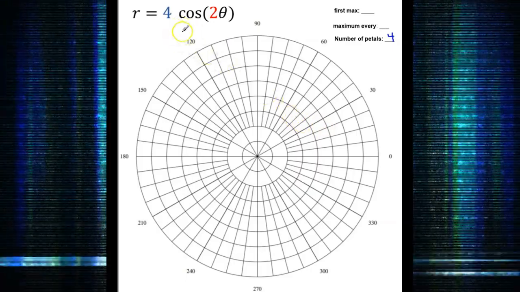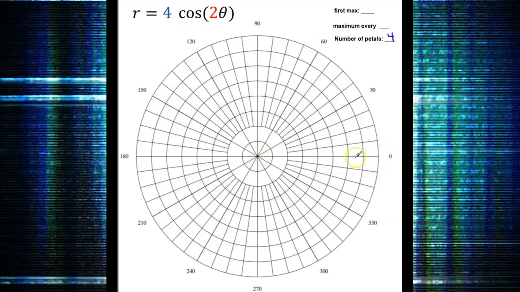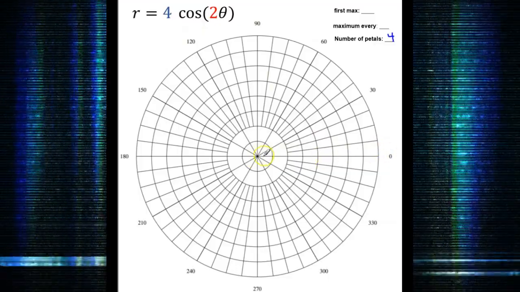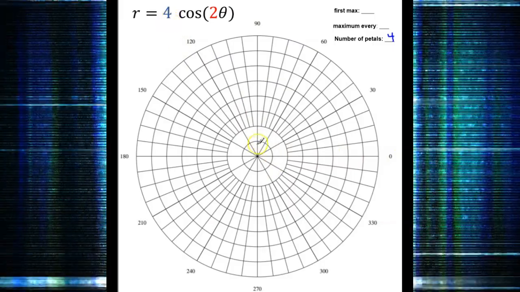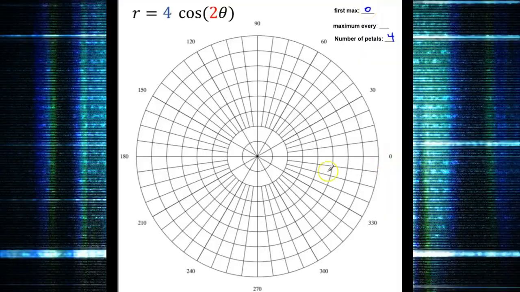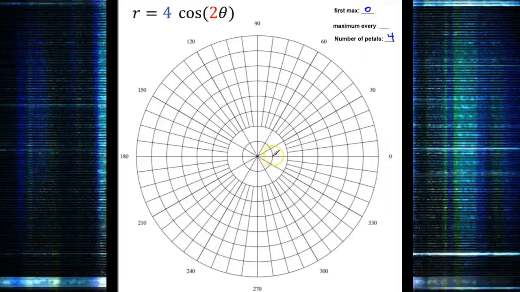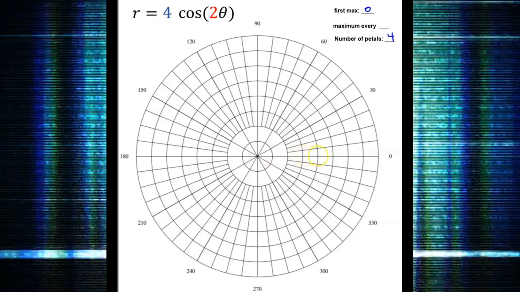And this is a cosine graph. So cosine is always going to start right here on the x-axis. So right at 0 degrees is where we're going to have our first maximum. That 4 that we have in this case is going to be how far out we're allowed to go. So we're going to start at 0, go 4 radius lengths out, and put a point.